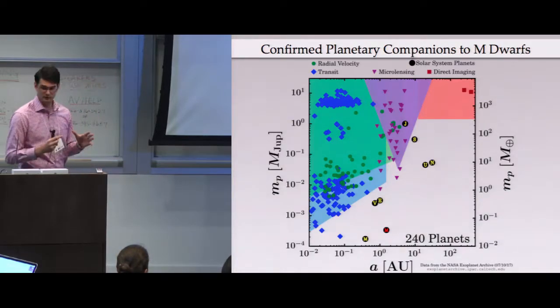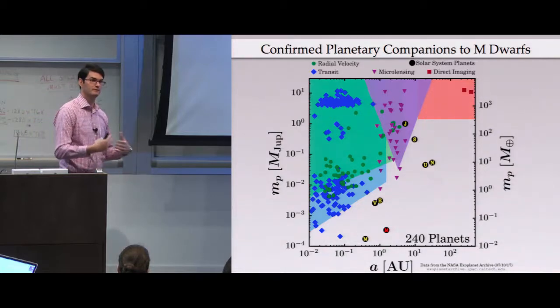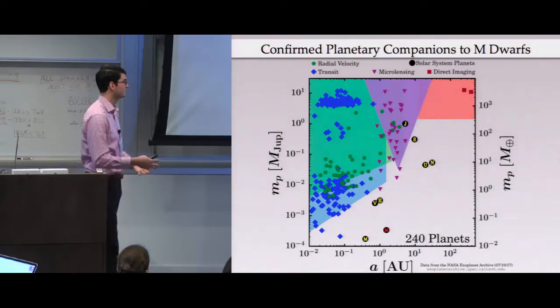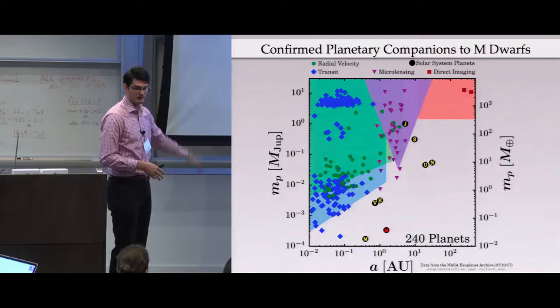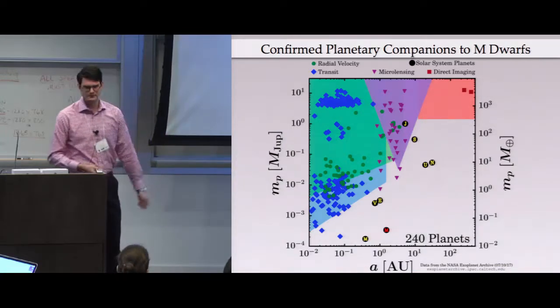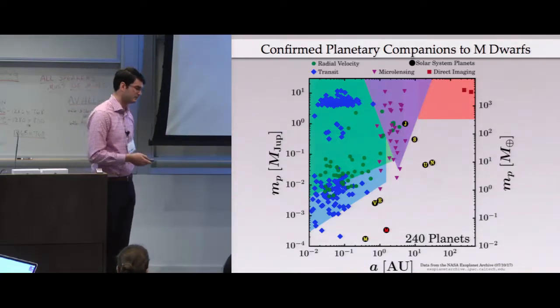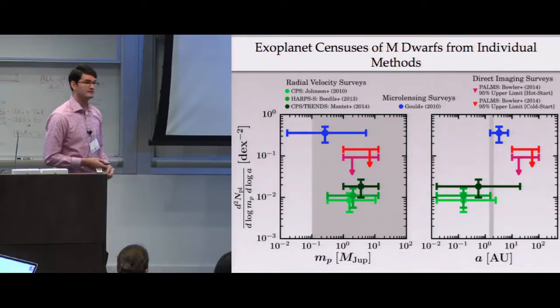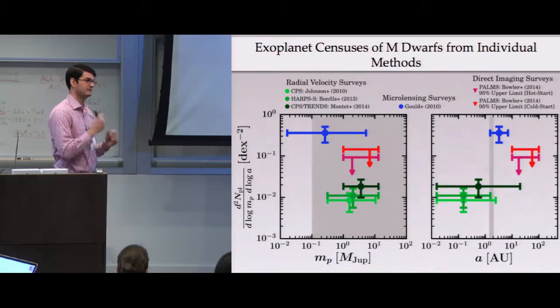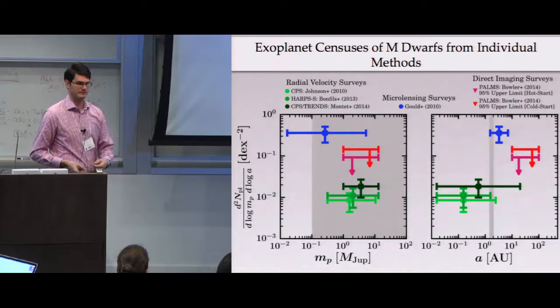And so now if we go back to the same picture but plot only the known and confirmed planetary companions for M dwarfs, we see that the numbers get a lot smaller. But we still have good coverage, and we still have a good amount of detections. And so there have been a number of studies in the past that look at these detections and try to infer planet frequencies from them.